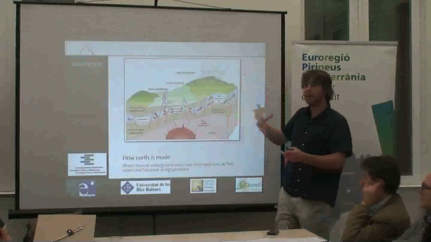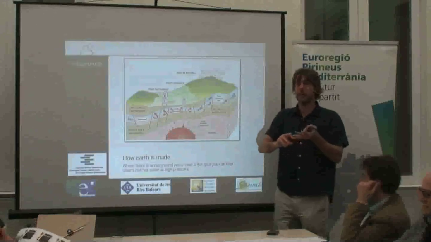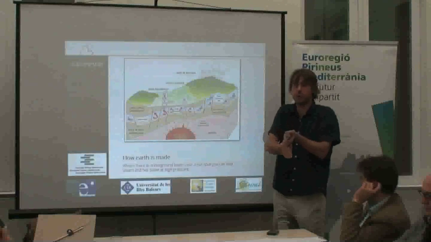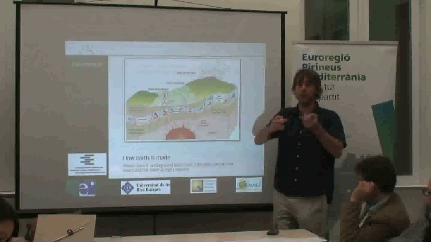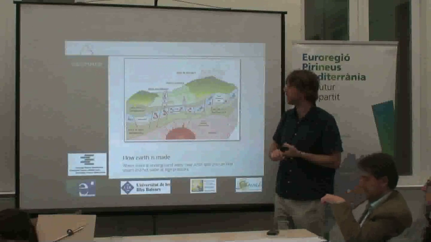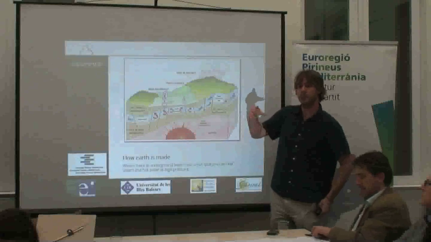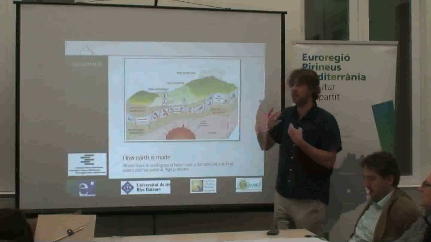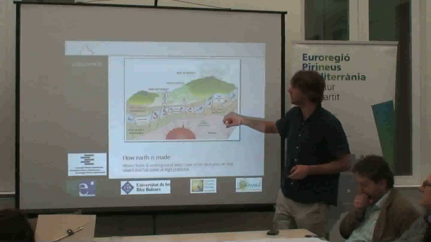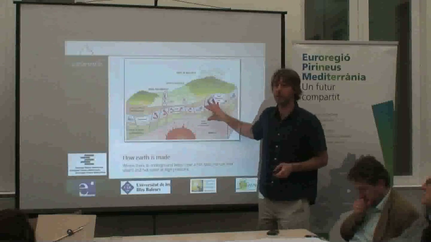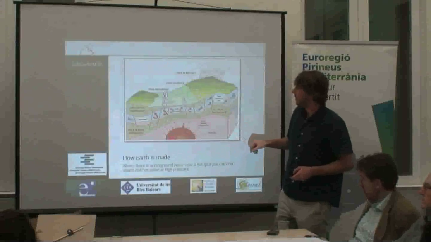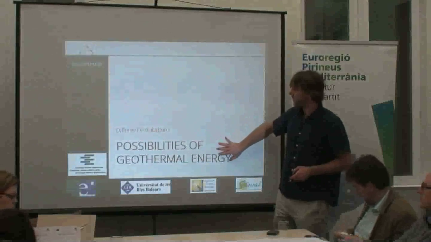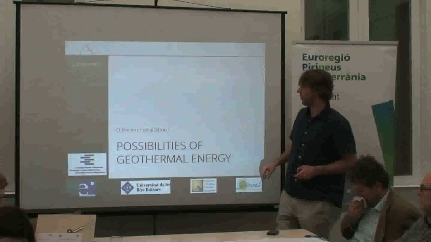So more or less, you have explained how Earth is made. It's hot inside, and this temperature can reach the surface sometimes. You will see that this is something that will change later, because we will explain that our technology is not working on those principles. But people normally know this. So after that, which are the possibilities of the geothermal?